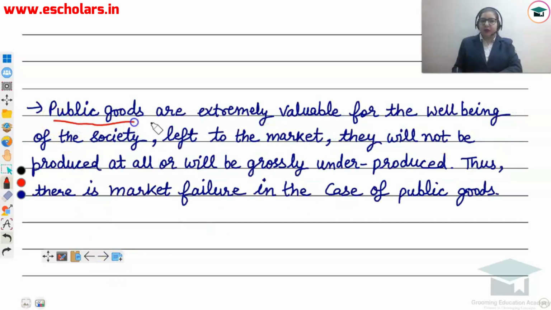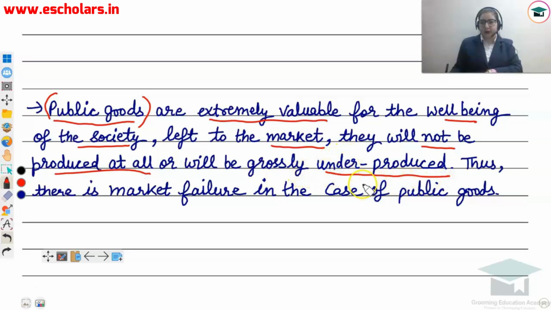Also, these public goods are extremely valuable for the well-being of the society. If we talk about parks, these are valuable for the health status of the society. If we talk about legal services, they are valuable to provide justice to the people living in the society. So all the public goods are very valuable to maintain the well-being of the people. But if left to the market, or private producers, then they will not produce at all, or it will be underproduced.